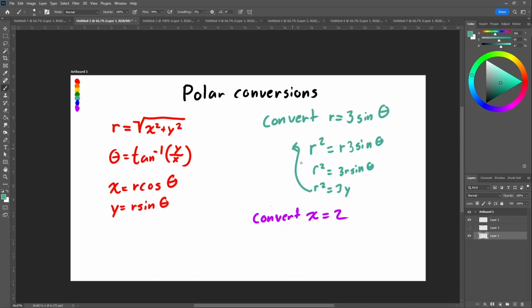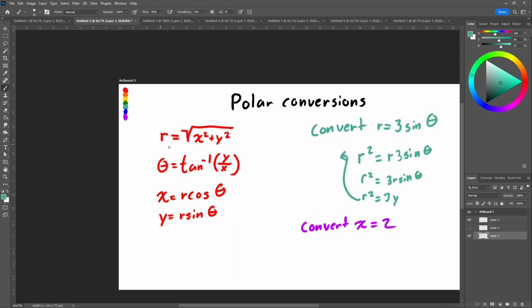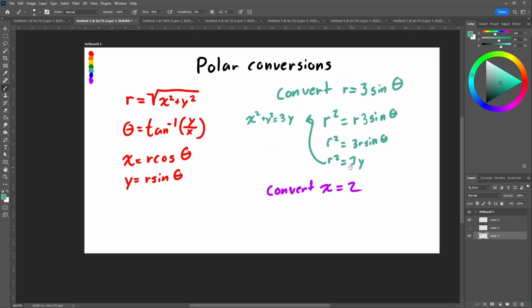And then from there, since we have r squared, we can substitute it in for x squared plus y squared is equal to 3y. And you could just stop there if you wanted to, because you already have it in just x and y. But if you wanted to convert it even further, you can use completing the square for a quadratic in order to get your final answer. But I'm not going to do that. It takes too much time.